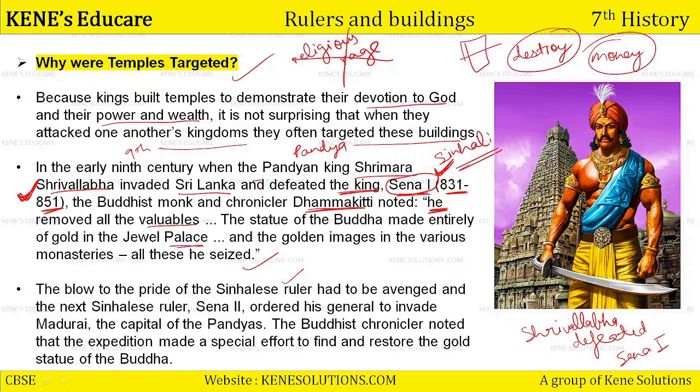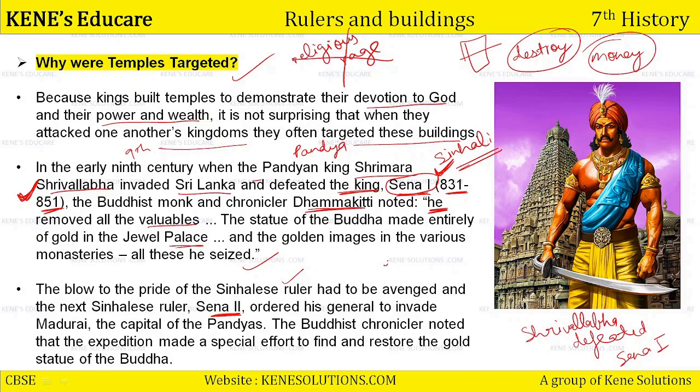Okay, जैसे यहाँ पे you have the Mamluk dynasty, you have the Lodi dynasty, you have the Mughal dynasty. Similarly, in Sri Lanka there was a Sinhali dynasty of which Senavan was one of the rulers, and Senavan got defeated by Sri Vallabha. So the Sinhalese ruler wanted to take revenge against the Pandyan kings. Okay, the blow to the pride of the Sinhalese ruler had to be avenged, and the next Sinhalese ruler, Sena II, ordered his general to invade Madurai.